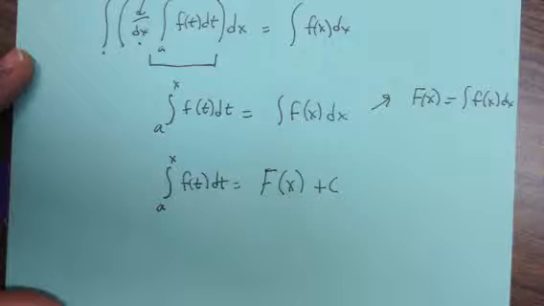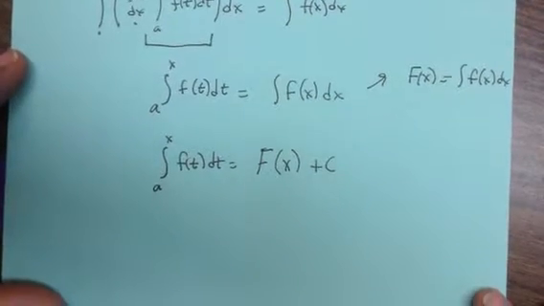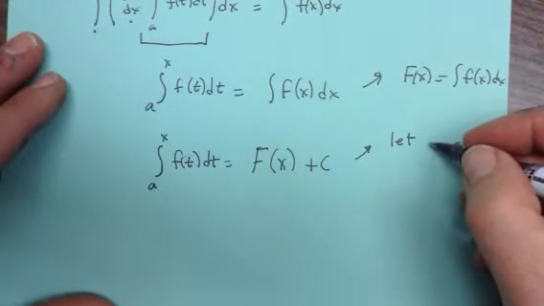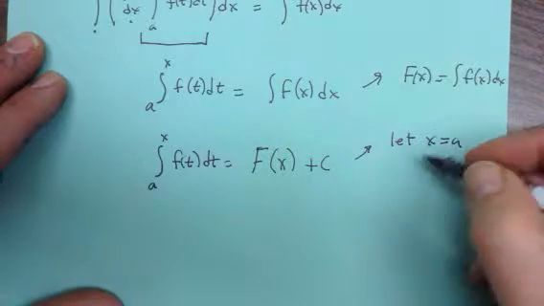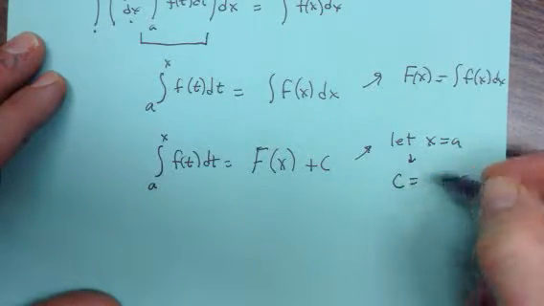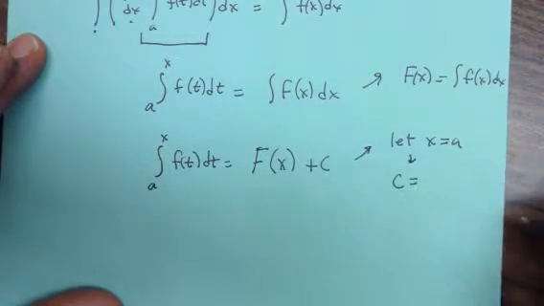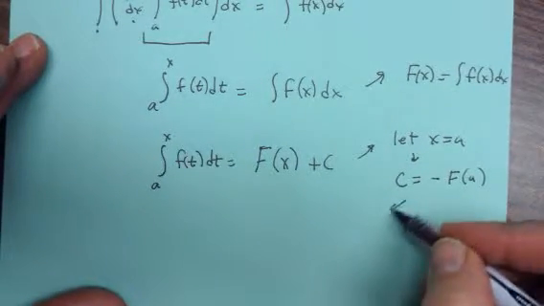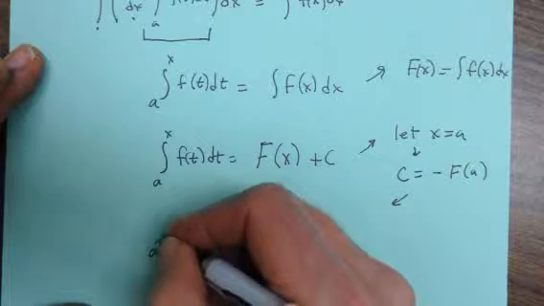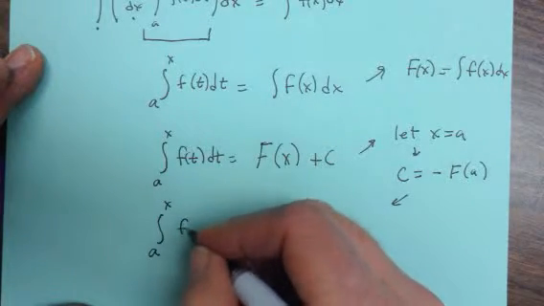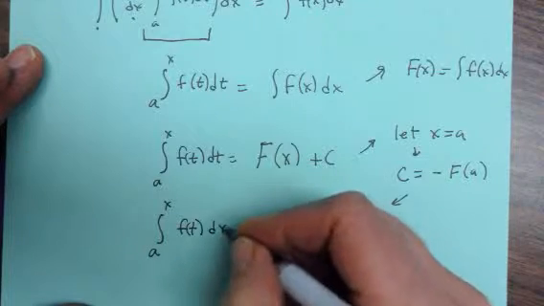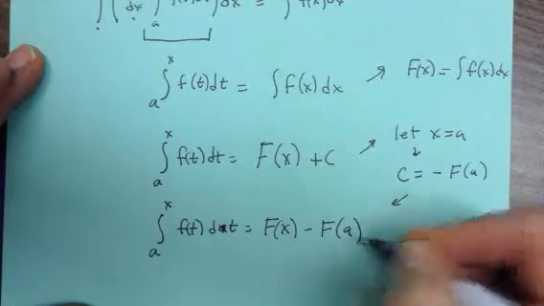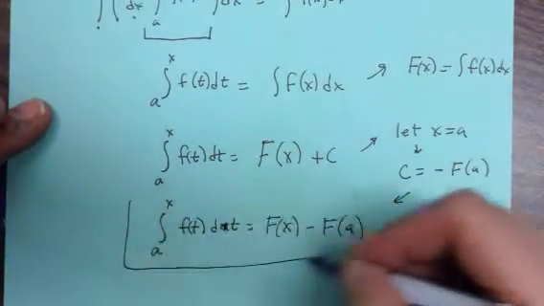Okay, and then I'm going to leave out the next part so it doesn't get too cluttered in here. I'm just going to summarize it. Check your notes, check your book. If we let x equal a, then we find c, that's another point. So we plug in another point to solve for our constant. C is equal to minus big F of a. And plug that back in over here, we get that the definite integral, that is the area underneath the curve, is equal to F of x minus F of a. This is quite useful.